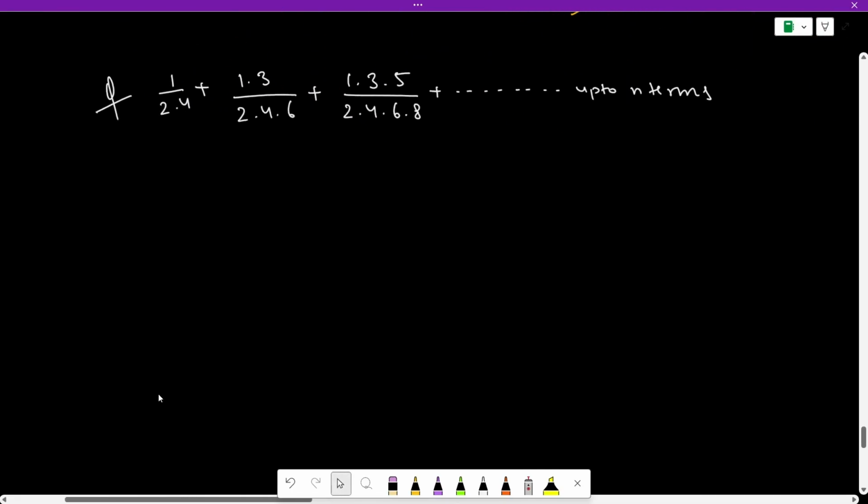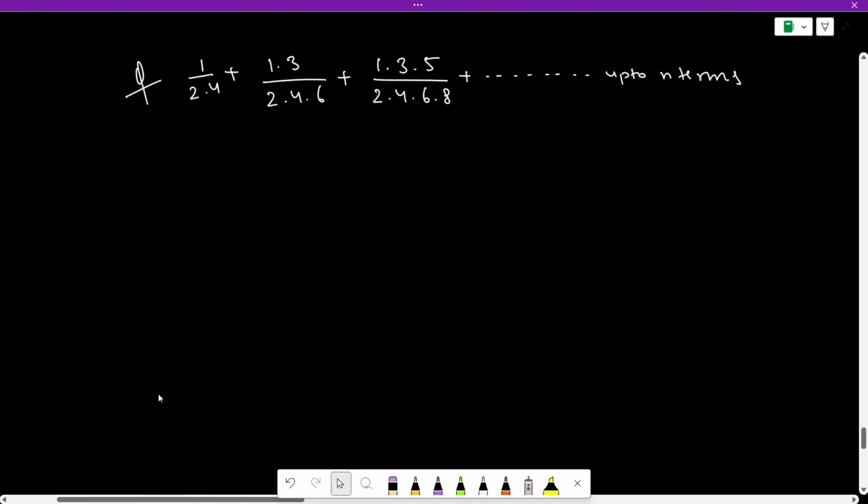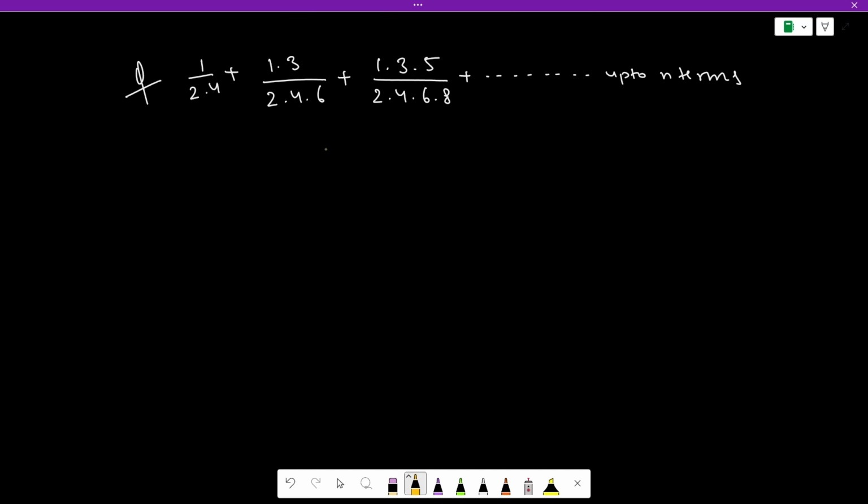Now this is the second question. So try it yourself, then we will solve it. So now let's solve it. Now in this question, first of all, we should write it as a summation so that we can see clearly what it is. So this is summation.